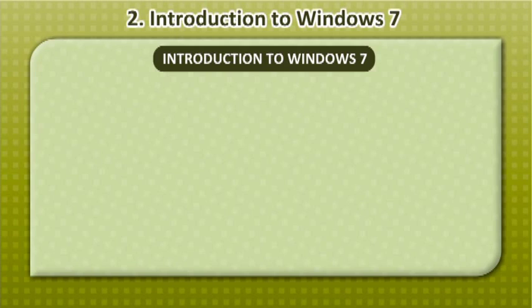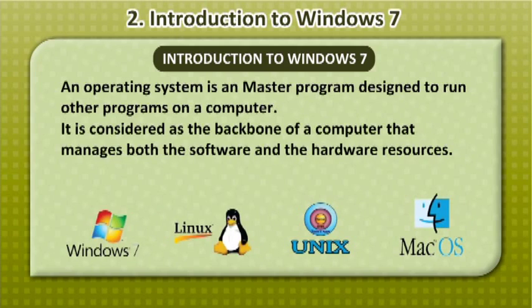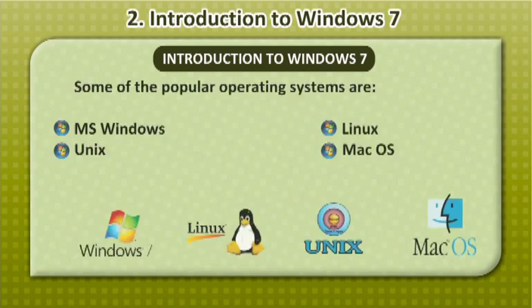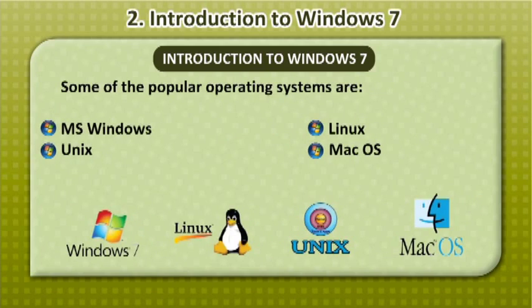Introduction to Windows 7. An operating system is a master program designed to run other programs on a computer. It is considered as the backbone of a computer that manages both the software and the hardware resources. Some of the popular operating systems are MS Windows, Linux, Unix, Mac OS.